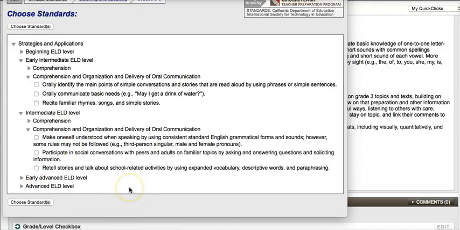In this particular case, it says identify main ideas with simple conversation. If this was an intermediate student, it says makes oneself understood when speaking by using consistent standard English. So we know this student is going to be stretched to become an intermediate level. But right now, this student is not there. So I just want you to know that these levels are always moving towards a development of language.